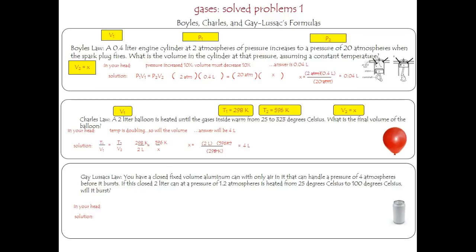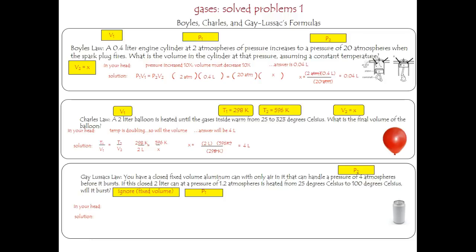A third law. We got a closed, fixed aluminum can with only air in it, and it can handle 4 atmospheres of pressure, and then it will burst. So it's a 2-liter can. That must be our volume. The pressure is 4 atmospheres, but since the volume is not changing for this thing, we must ignore it, meaning we're dealing only with temperature and pressure. That means it's Gay-Lussac's law.